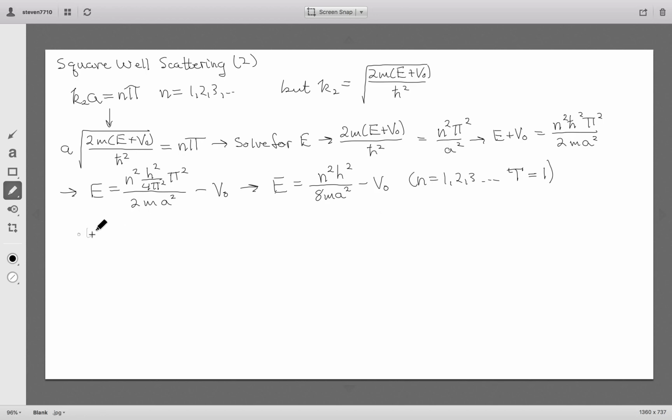When T equals 1, we call those transmission resonances. And for particular values of energy, the particles will have no problem. They won't be scattered at all. Pretty interesting result.